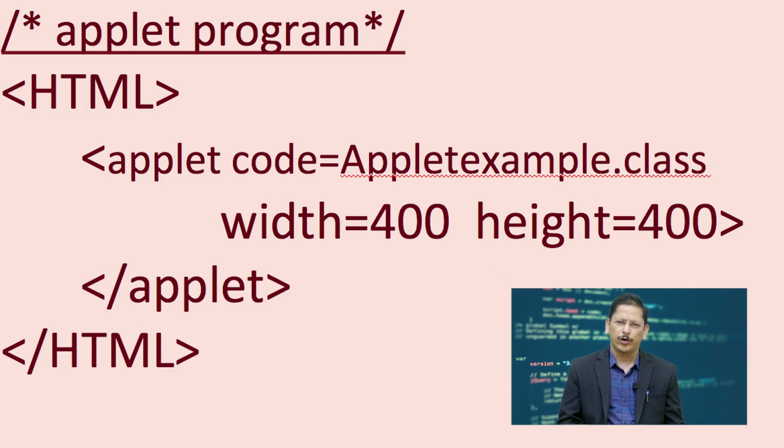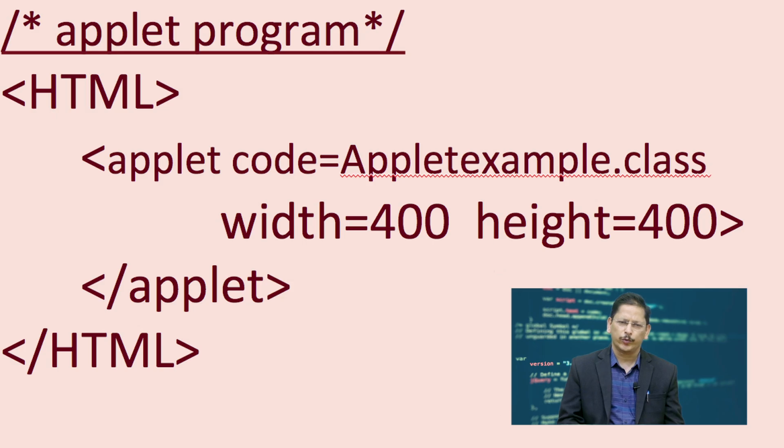So, when this applet program executes, the output will be displayed in this 400 by 400 applet window. The code of the applet is AppletExample.class, and this way we can execute, or call, the applet.